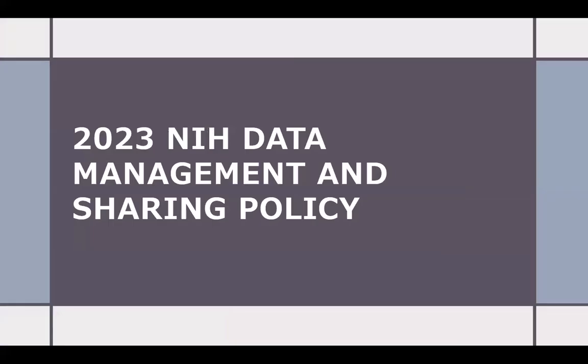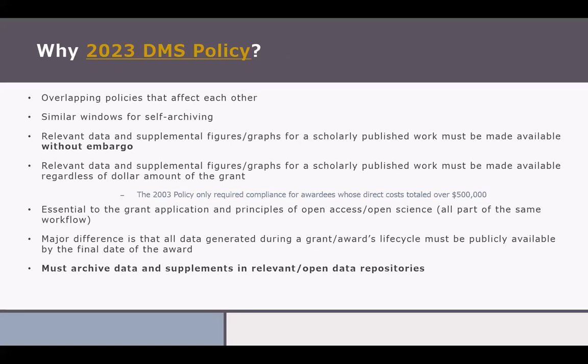So, the 2023 NIH Data Management and Sharing Policy. Why even talk about this at all? Well, in many ways, it's tied to this 2024 Public Access Policy. The window to publish relevant supplemental figures, graphs, or data relevant to the replication of the published article are the same window for self-archiving in PubMed Central, the author-accepted manuscript. To repeat, that window being the time from that official date of acceptance to the official date of publication. Additionally, the data must be available without embargo, and it does not matter the dollar amount of the awardee. Everyone granted NIH funding must comply.